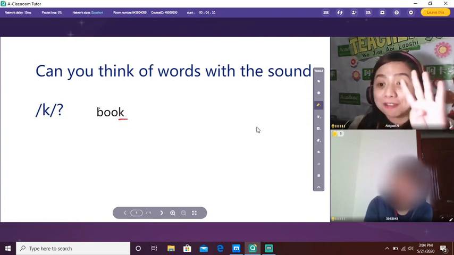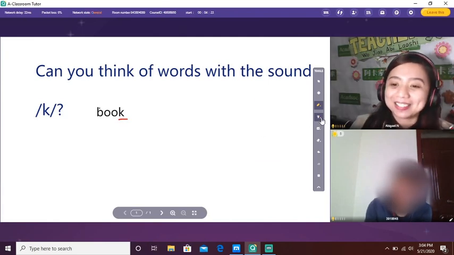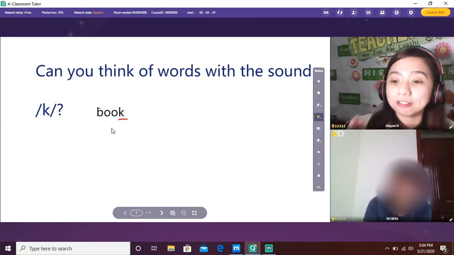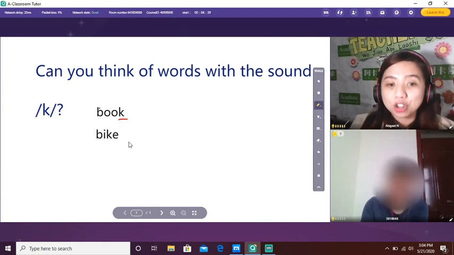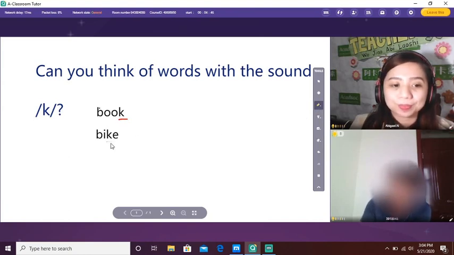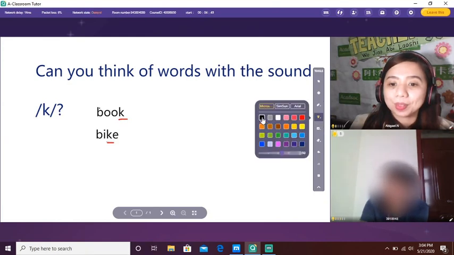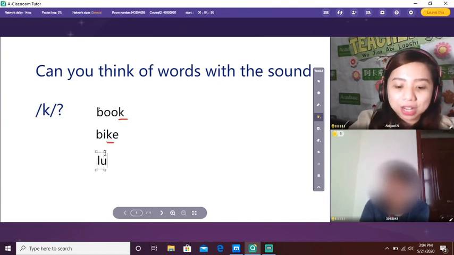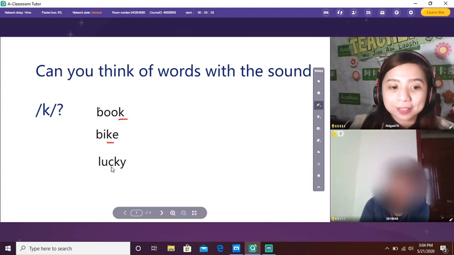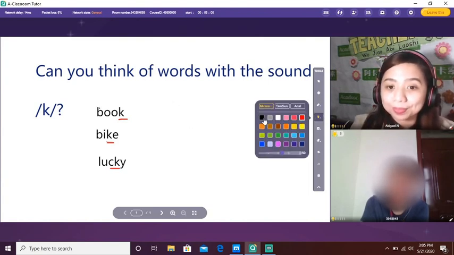Okay, I want you to give me four words with the sound of k. Bike. Yes, very good. Good job. You got bike. Bike, book. What else? Lucky. Yes, I like your example. Lucky. Take. Yes. Take.